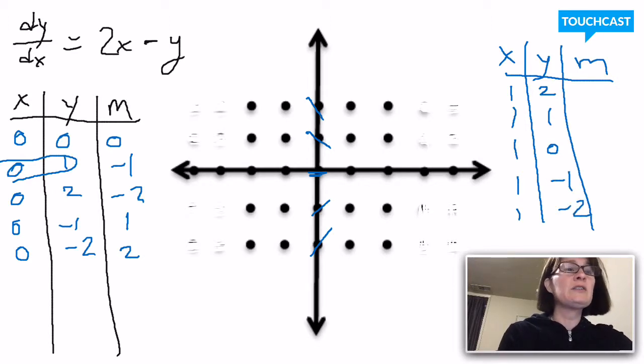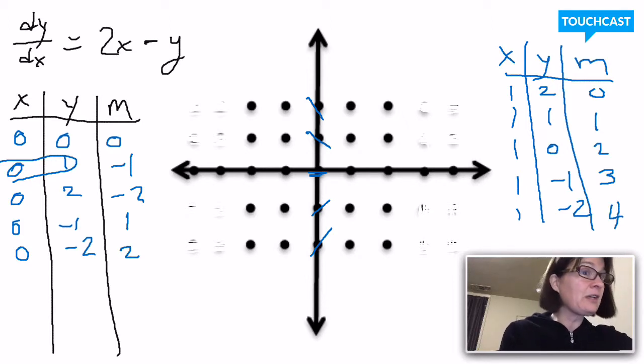So at (1, 2), my slope is going to be 2 times 1 is 2, minus 2, which is 0. At (1, 1), that's going to be 2 times 1 is 2, minus 1 is 1. Here, 2 times 1 minus 0 is 2. At x equals 1 and y equals -1, that's 2 times 1 is 2, minus -1, ooh, a slope of 3. And here, 2 times 1 is 2, plus 2 makes a slope of 4.